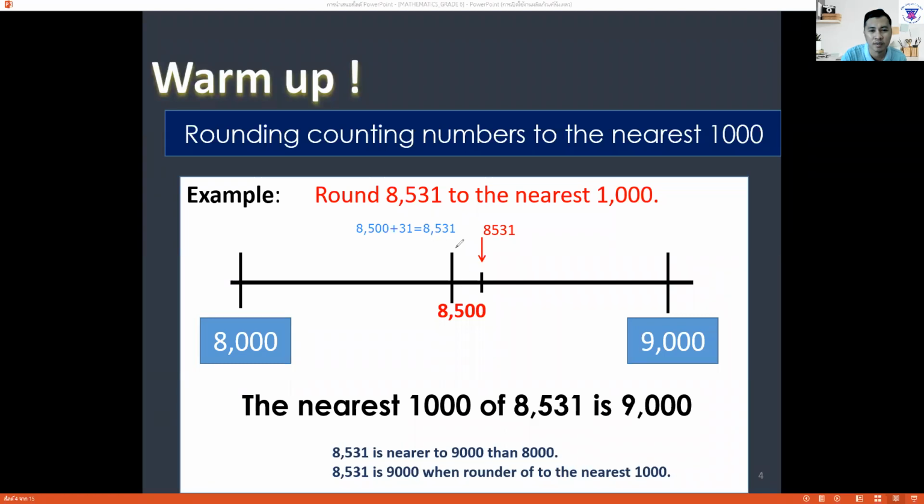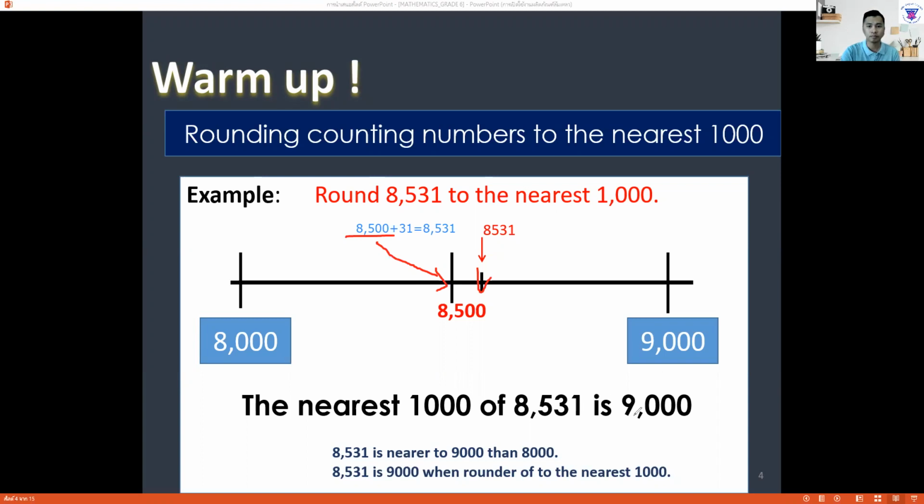So 8,531. 8,000 plus 500 is here. Then we add 31. So where should we write it down? We should write it here somewhere. 531 is there somewhere. It's already after, that means after the middle. Okay, so now let's round 8,531 to the nearest 1,000. What is the closer number?